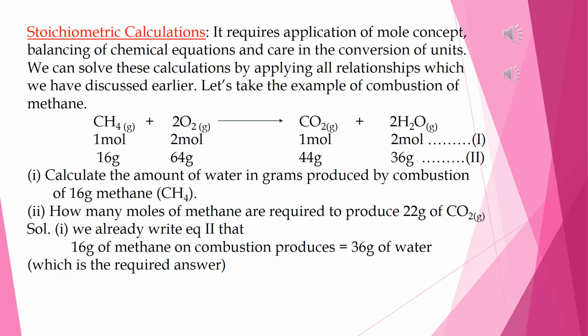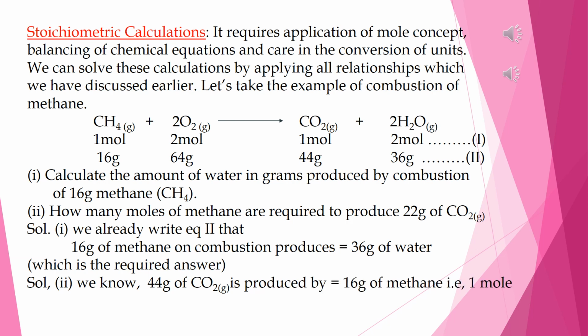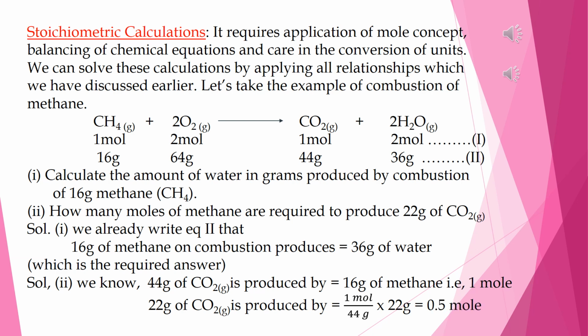In the second numerical, we know that 44 gram of carbon dioxide is produced by 16 gram of methane, that is 1 mole of methane. So 22 gram of carbon dioxide is produced by how many moles of methane? 1 divided by 44 gram multiplied by 22, that comes out to be 0.5 mole. So that's how mole concept can be useful to find out the stoichiometric calculations.